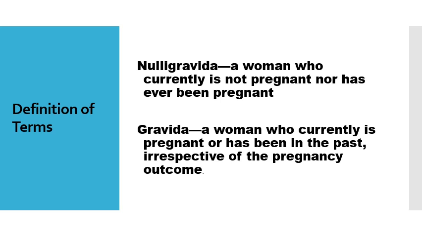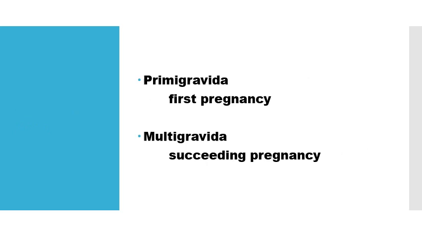A nulligravida is a woman who currently is not pregnant or has never been pregnant. A gravida is a woman who currently is pregnant or has been in the past, irrespective of the pregnancy outcome. With the establishment of the first pregnancy, she becomes a primigravida, and with the succeeding pregnancy, a multigravida.